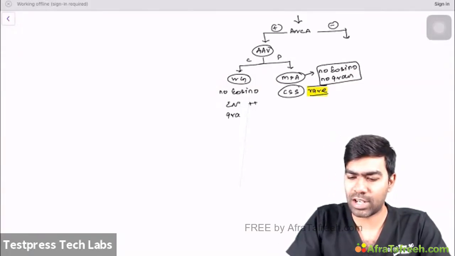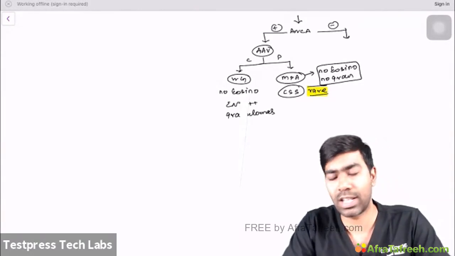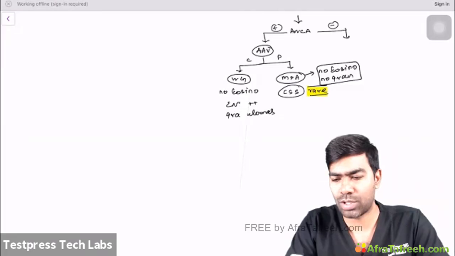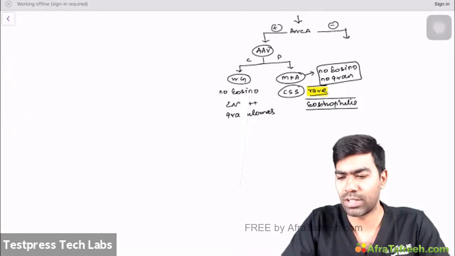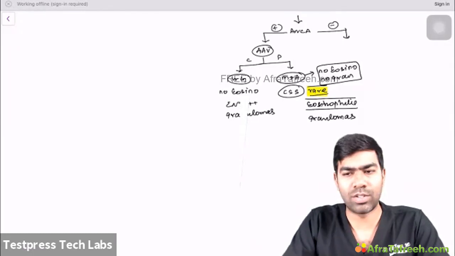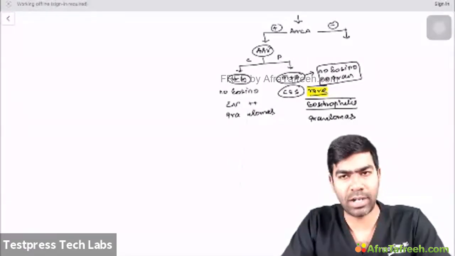Whereas in Wegener's granulomatosis and Churg-Strauss syndrome, in biopsy, you will get granulomas. They are granulomatous inflammation. In Churg-Strauss syndrome, all the infiltrates in the body will be made of eosinophils. So based on this only, you are going to tell which is the type of pulmonary renal syndrome that you are seeing in this patient.